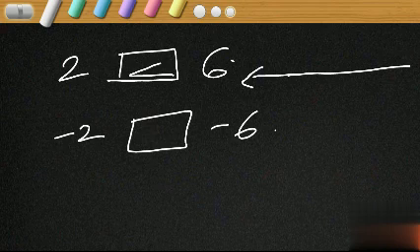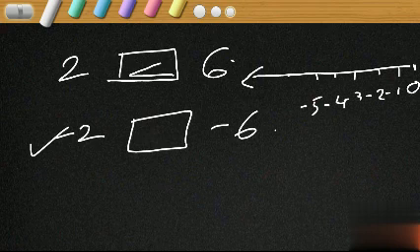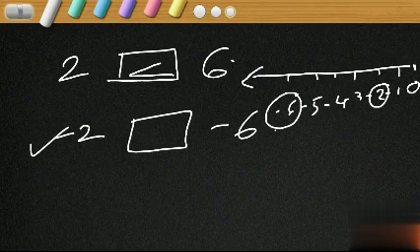assume the number line. Don't draw, just listen. In the second case, both are negative numbers. So let's start with 0, minus 1, minus 2, minus 3, minus 4, minus 5, minus 6. So we are comparing minus 6 and minus 2 here.